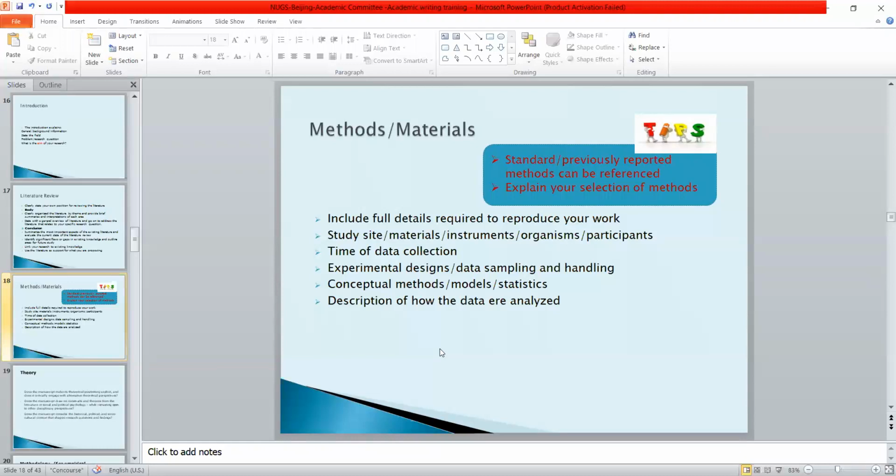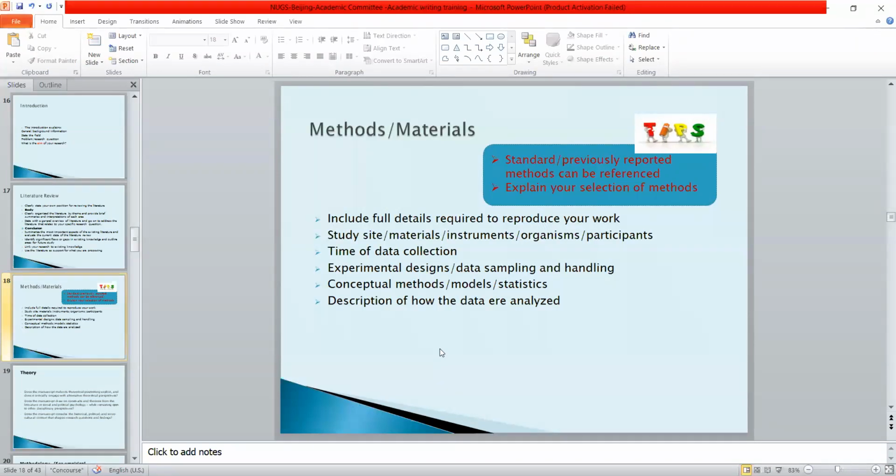So for instance, we said to include all details required to produce your work. Details: the study site, the material, the instruments, the organism, the participants. Time of data collection, your experimental design, data sampling and handling, conceptual method, model, statistics. All these things must be included in your methodology.